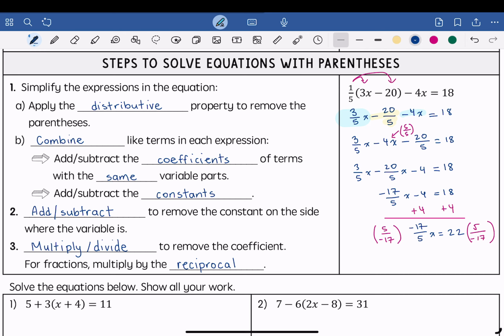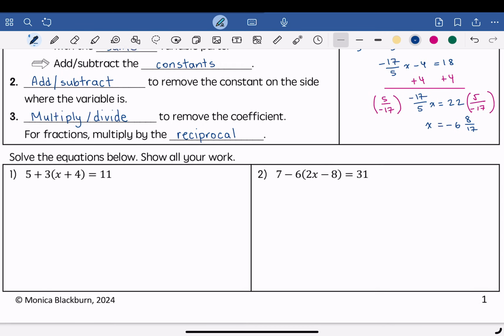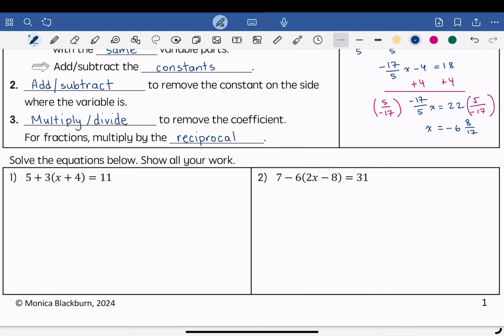So the coefficient now, 5 over negative 17 times negative 17 over 5, is equal to 1. So 1x, we can just simply rewrite it as x is equal to, and 22 times 5 divided by negative 17 is equal to negative 6 and 8 over 17.